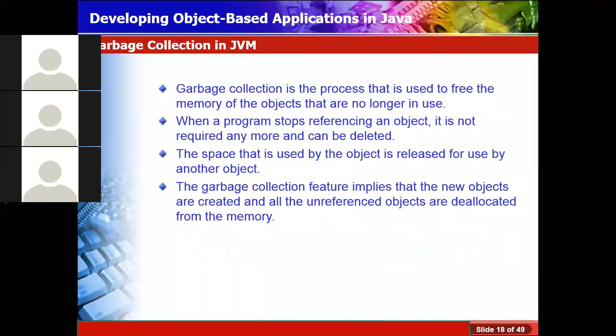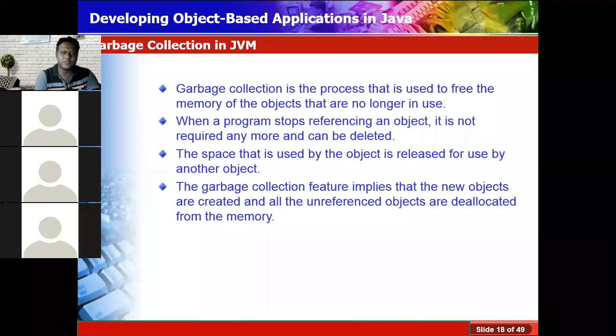Next is garbage collection. Garbage collection is the process that is used to free the memory of the object. It is used to free the memory of the objects that are no longer in use. When the program stops referencing an object, it is not required anymore.